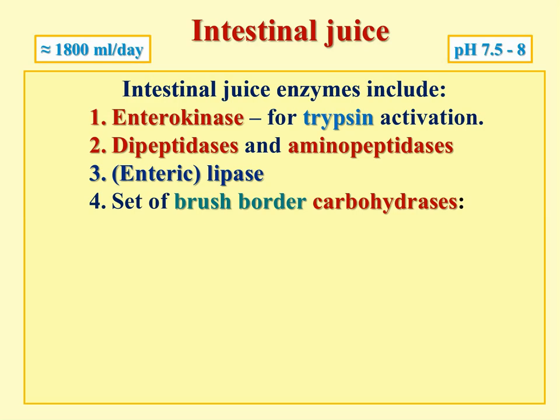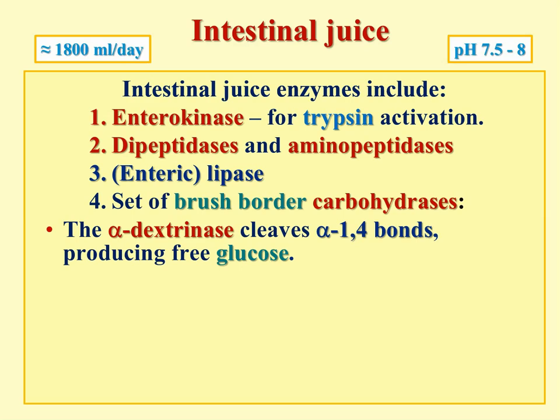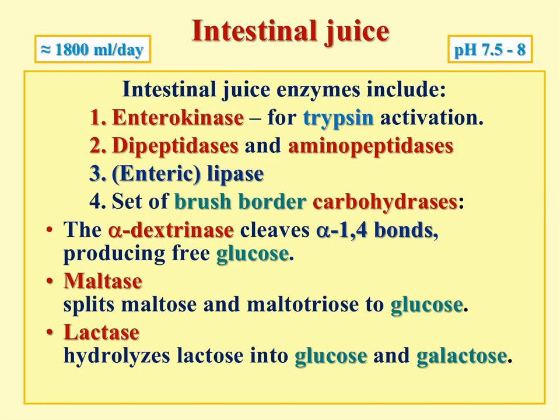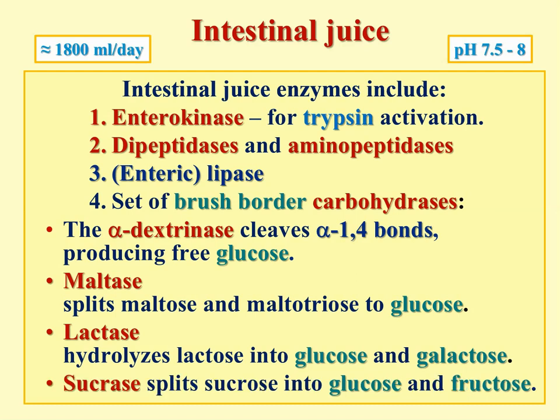Then a set of brush border carbohydrases. Here is the most numerous type of enzymes. Alpha-dextrinase cleaves the alpha-1,4 bonds, producing free glucose. Then maltase splits maltose and maltotriose to glucose, and lactase hydrolyzes lactose into glucose and galactose. So you see, products of digestion by alpha amylase are finally digested by brush border carbohydrases. And sucrase splits sucrose into glucose and fructose.